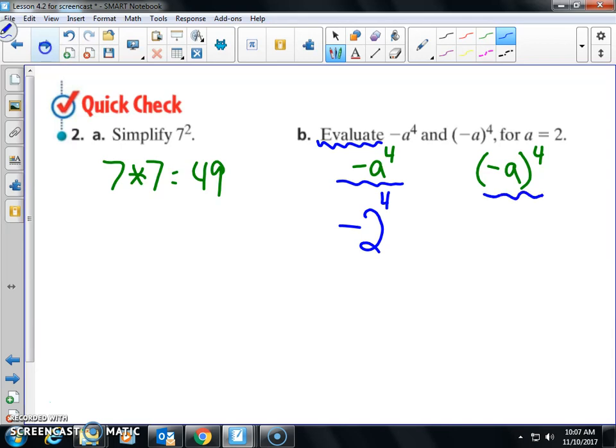In this example here, I do have parentheses. The negative is in parentheses. The a changes into a 2, and I raise that to the 4th power. Pause the video, try both of them, stop back and check in a minute or two. All right, hopefully you've tried both of them.